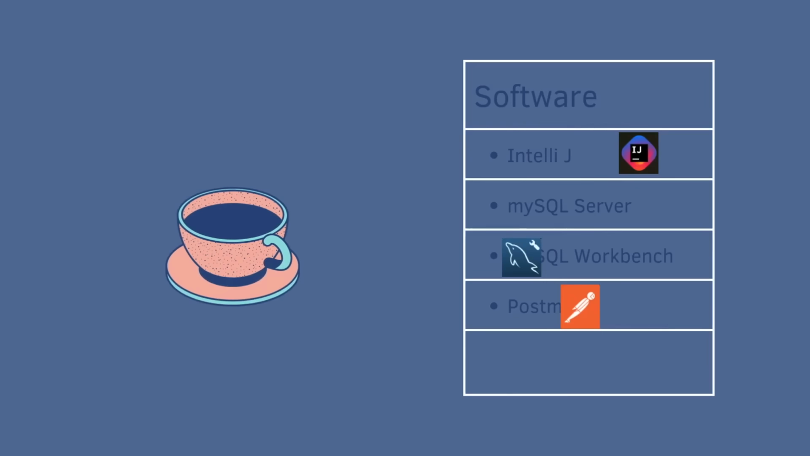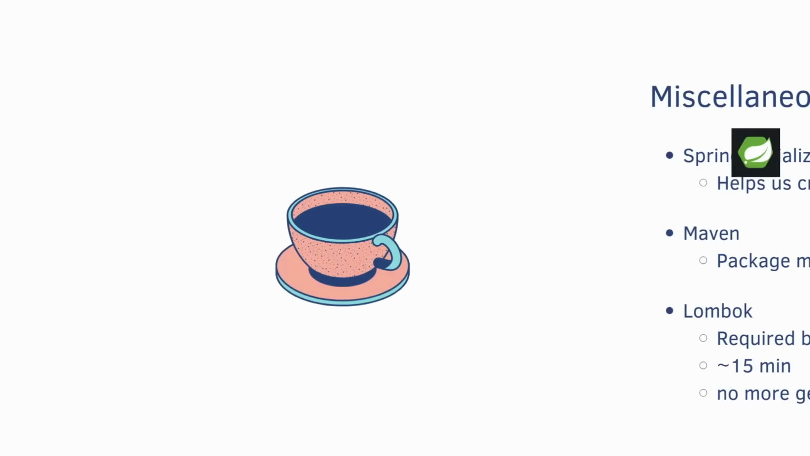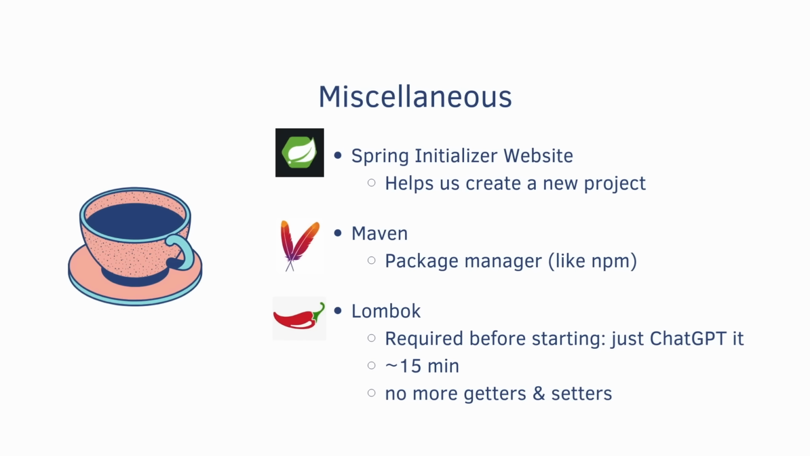Our software will be IntelliJ, mysql.server, MySQL Workbench, and Postman. We will also be using the Spring Initializer website. This is going to help us create a new project. We will be using Maven as our package manager. If you don't know what this is, it's kind of like NPM if you've worked on the front end. And we will be using Java Lombok.